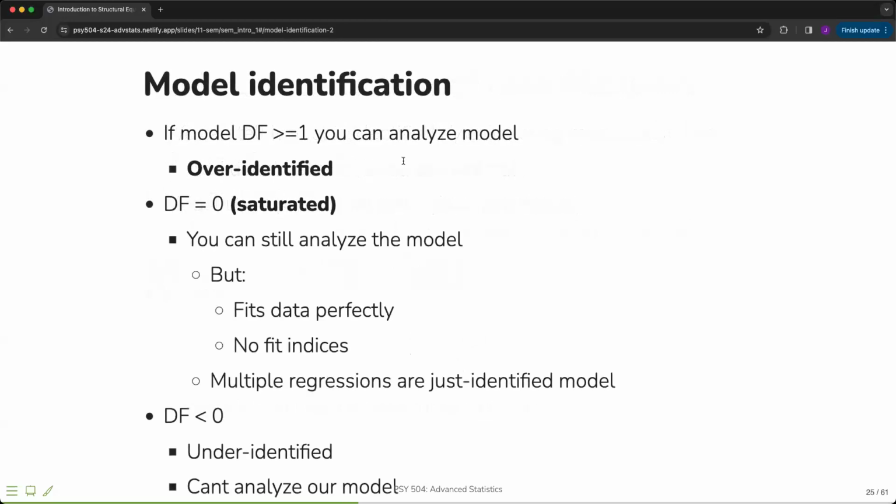And if our degrees of freedom are greater than or equal to 1, then we can analyze our model. This is called an over-identified model. And in structural equation modeling world, we want an over-identified model. So this is what we always strive for.